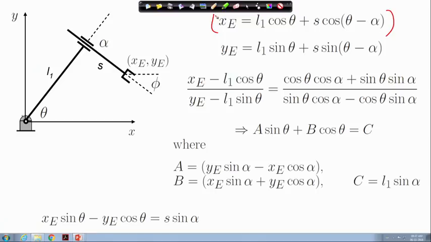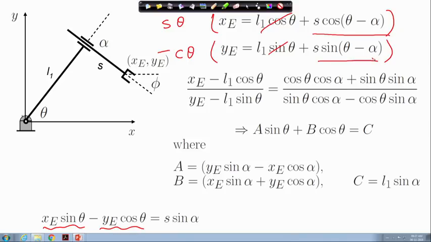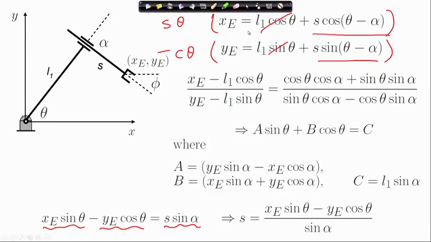we multiply the first equation with sin theta and the second equation with cosine theta, and we subtract. If you subtract, these two terms cancel off, and therefore, you are left with x e sin theta minus y e cosine theta, and this simplifies to s sin alpha. Here everything is known except s. Therefore, we can solve s.